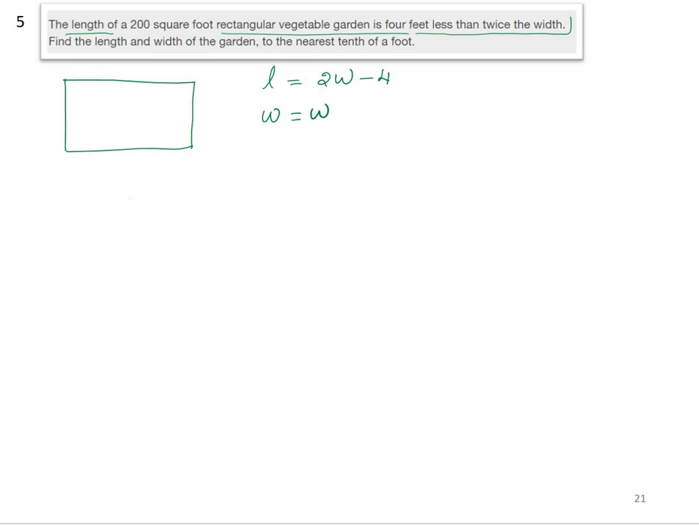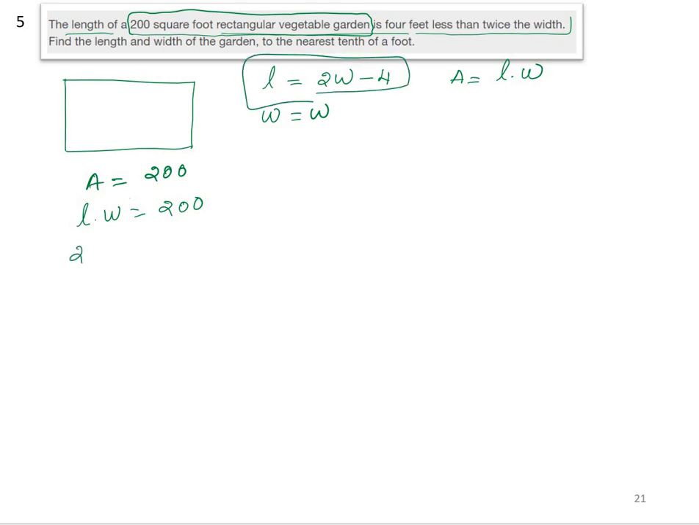Now the area of the garden is given here, right? The 200 square foot rectangular vegetable garden, so that means the area is equal to 200. How do we find the area? The area of a rectangle is L times W, so L times W is equal to 200. What is L? That is given: 2W minus 4, times W, is equal to 200.